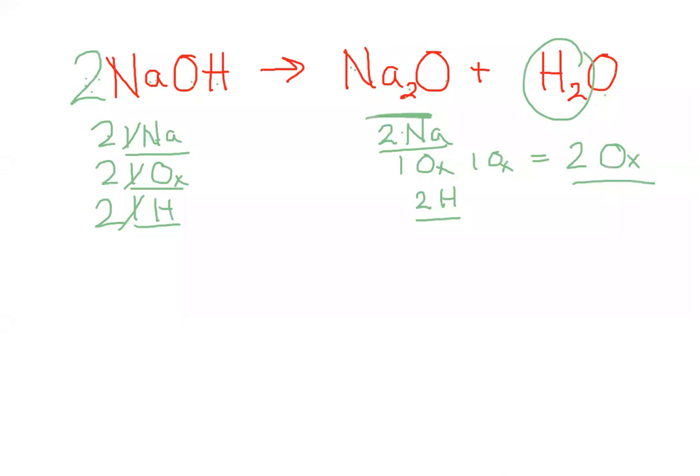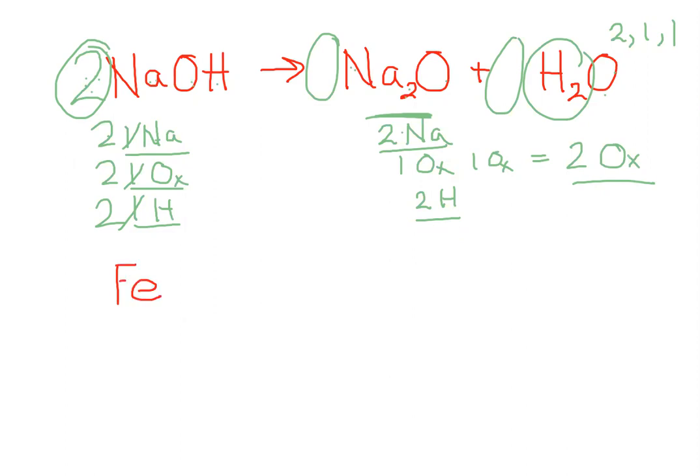And my coefficients for this equation are 2, 1, 1. I have a coefficient of 2, and these over here just have 1s because there is nothing in front. Okay, let's look at the next one.